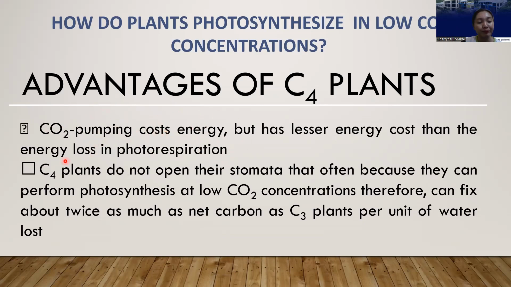Carbohydrates. C4 plants also do not open their stoma that often because they can perform photosynthesis at low carbon dioxide concentrations. Therefore, they can fix about twice as much net carbon as C3 plants per unit of water lost. So they can produce more fixed carbon than the C3 plants relative to the water that is lost through evaporation by opening up these stomata.